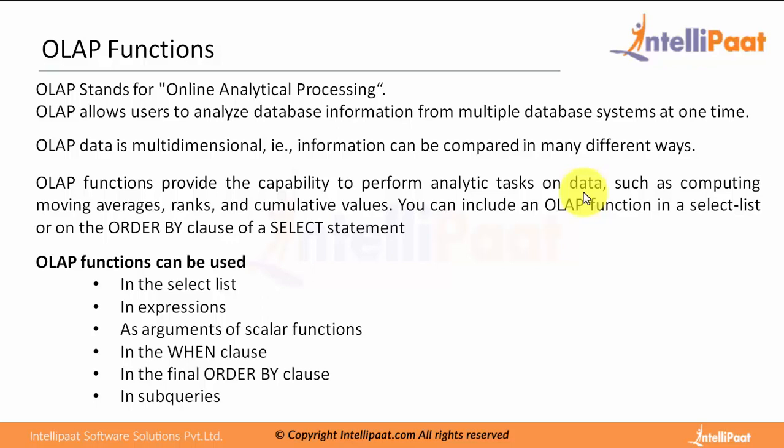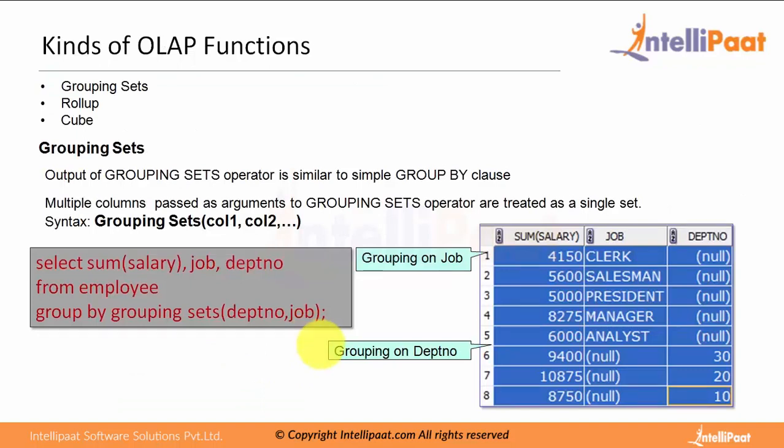OLAP. You can include an OLAP function in a select list or in the order by clause of a select statement. OLAP functions can be used in the select list, in expressions, and as arguments for scalar functions. You can even use them in the when clause, in the final order by clause, and even in subqueries. You cannot use OLAP functions in the rank function, dense rank function, etc. What are the various kinds of OLAP functions we are yet to cover? They are grouping sets, roll-up, and cube.